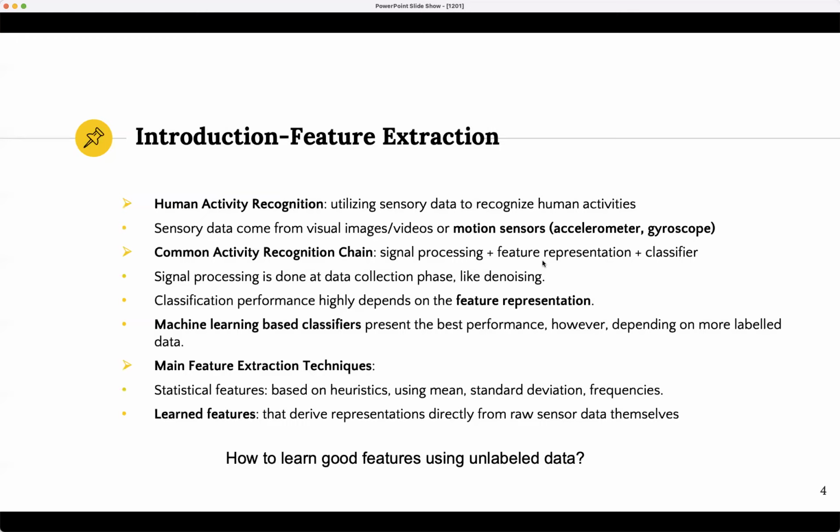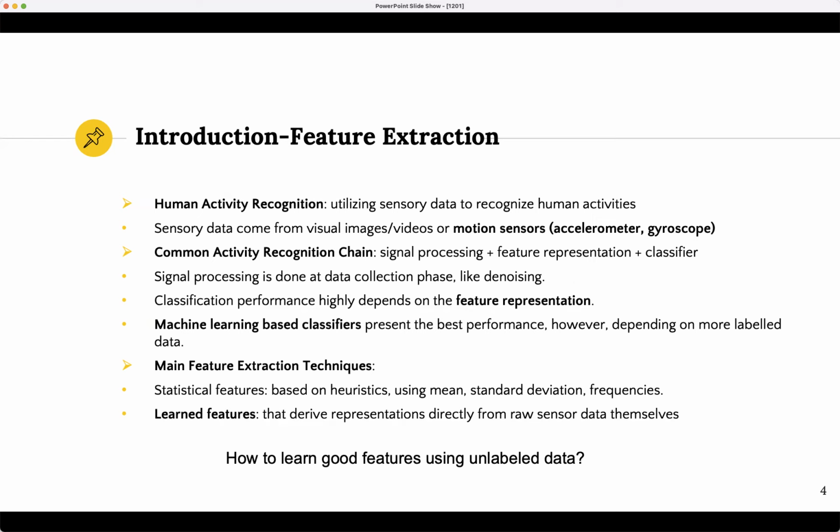In the first introduction part, first we should define human activity recognition. Here I define it as a task utilizing sensor data to recognize human activities. The sensor data can come from visual images, videos, or motion sensors like accelerometer or gyroscope. And in this presentation, all the methods will focus on the motion sensors.